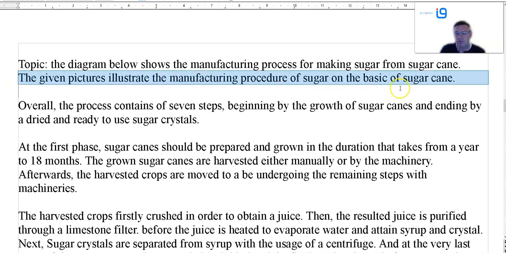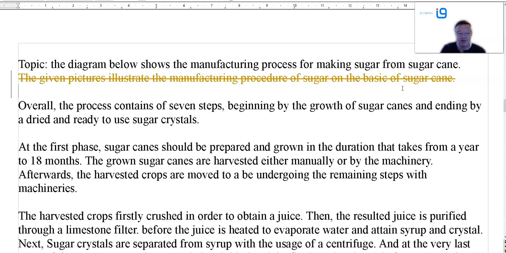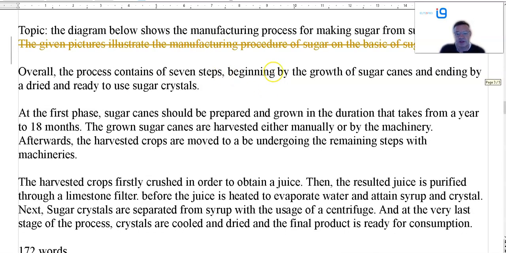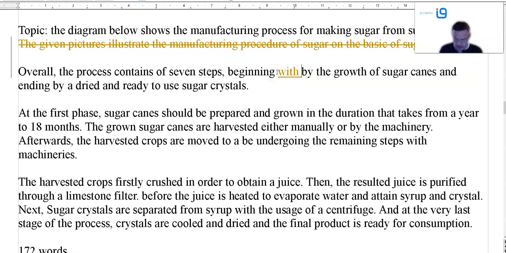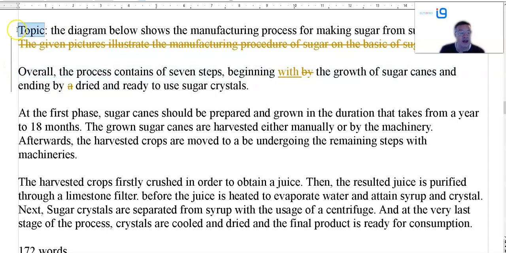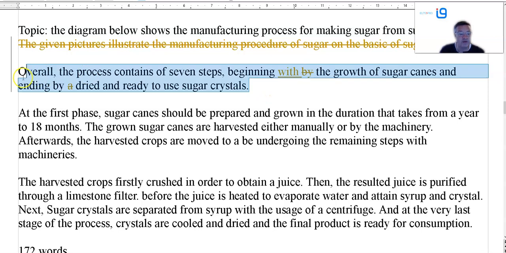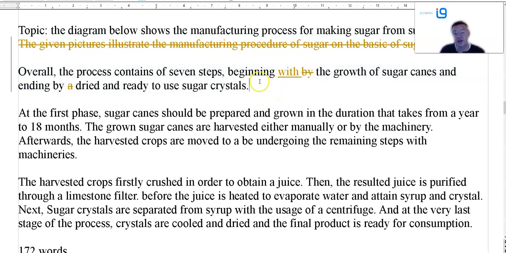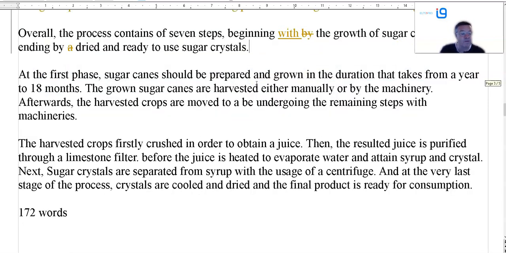So we can take it out, and that is perfectly fine now. Process, 7 steps, beginning with the growth of sugarcane, ending by dried and ready to use sugar crystals. Okay. You could have maybe put a couple, including this, including that, but okay, that is good. So we don't need that. That first sentence there is good. That overview's essentially also good. You could maybe put a little bit more in, but still.